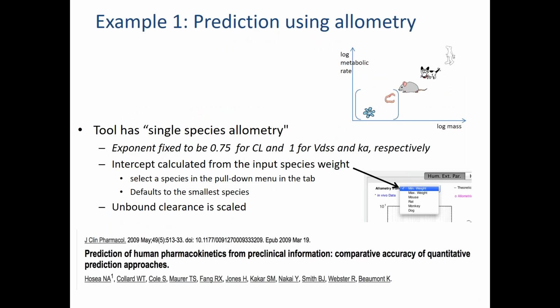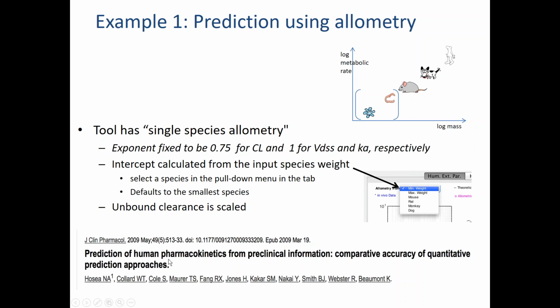So we have a look at a first example. This is using allometry. So the tool does what's called single species allometry. So basically you're projecting from a single species at a time. You can use whichever species you like, but it doesn't try and do an aggregate across species. It predicts human dose from a single species at a time. So in this tool, the exponent is fixed to be 0.75, as we talked about, for clearance, and 1 for volume, and also for Ka. Actually, Ka is fixed. So the intercept is then calculated from the input species weight, which you can select, which of the species drives the allometric scaling, and it's unbound clearance that's scaled in the PK tool.